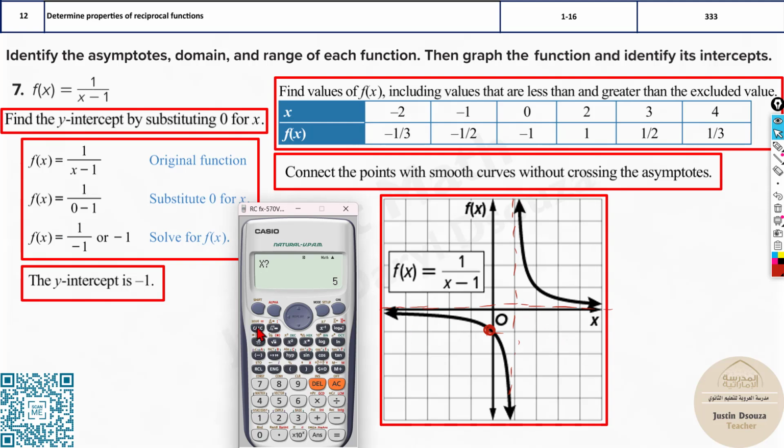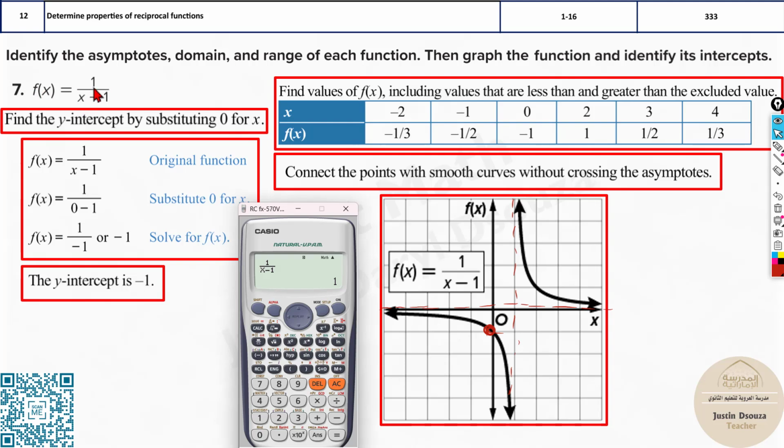So let me take x of 1. It should be undefined. Yes, it's a math error. It's undefined. What about 2? At 2, you can see it's 1. Is it true? Yes, at 2 it's 1. You can check any value. Only one correct graph matches and that will be your correct answer. If you want to find the intercepts, you can substitute over here. To find the x-intercept, substitute y as 0.